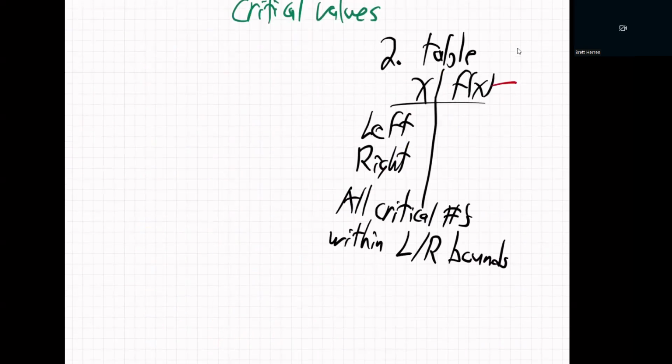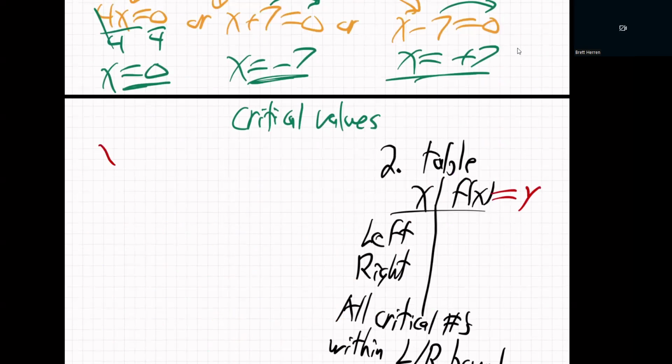Remember, y values are our function values. So I'm going to plug in. So let's do that over here. Let's make an x.